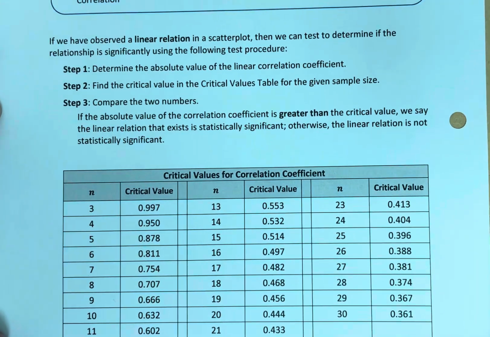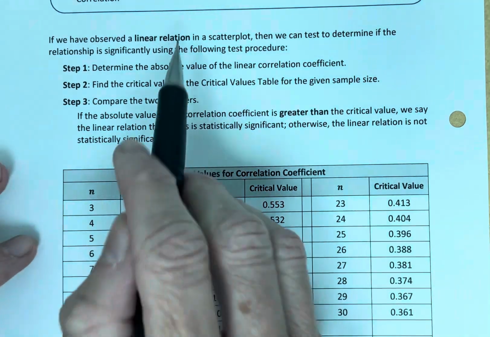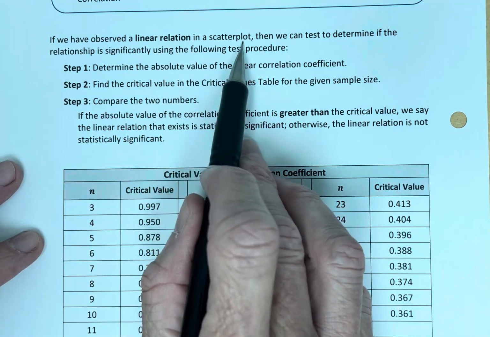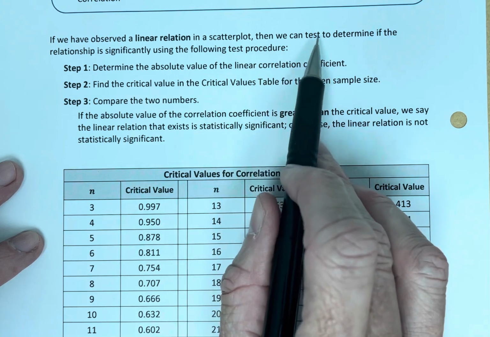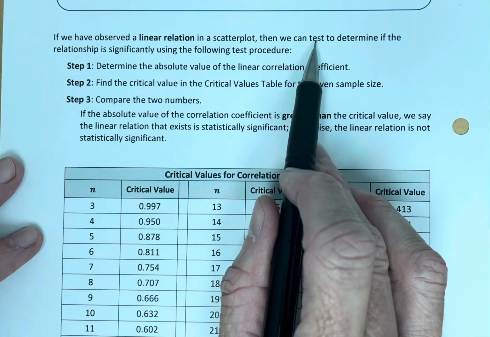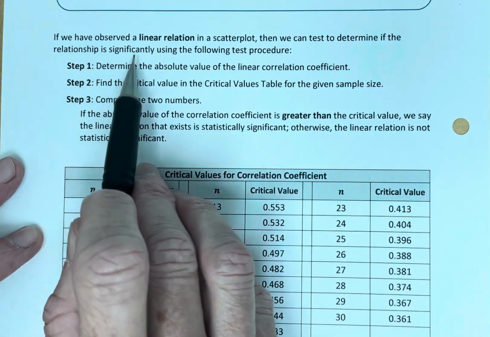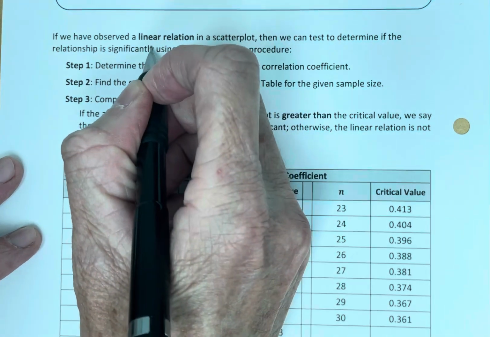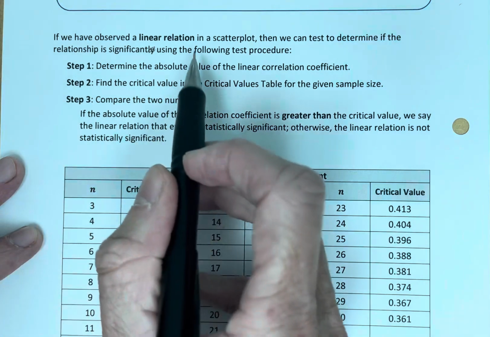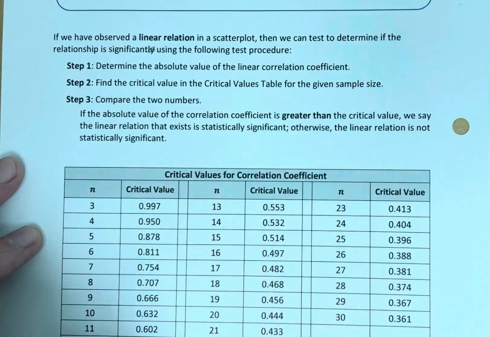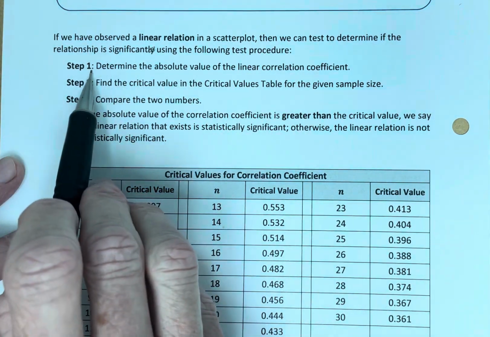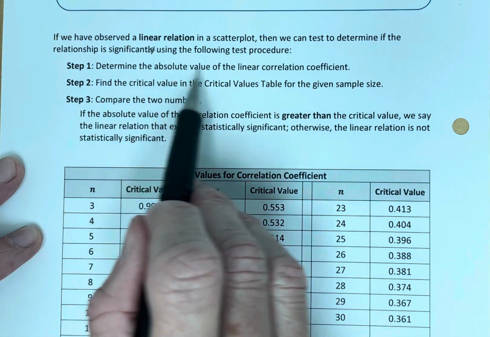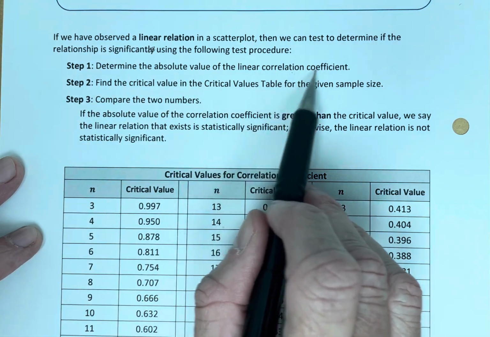All right, if we have observed a linear relation in a scatter plot, then we can test to determine if the relationship is significant. I believe I misspelled that. We'll put significant using the following test procedure. Well, we first determine the absolute value of the linear correlation coefficient.